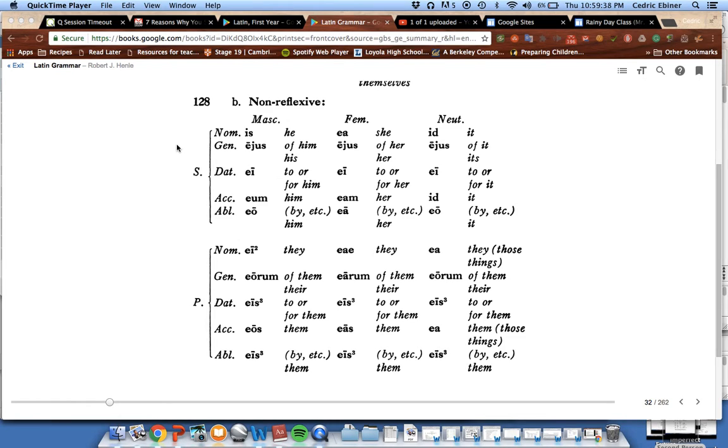And now the personal pronoun of the third person. Now, in English, the third person pronoun can take a good number of forms. He, she, or it is one of them in the singular. They would be the plural part, right?